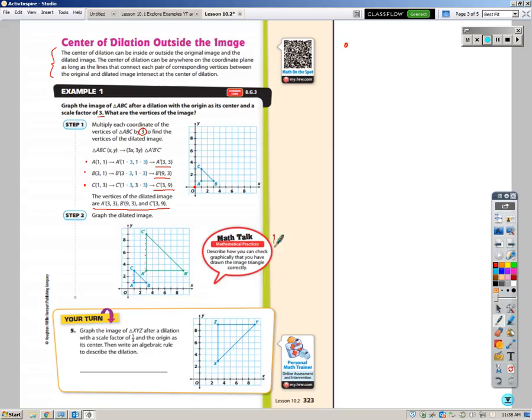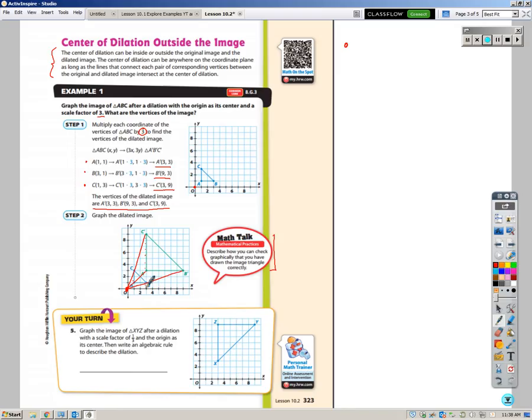And then I just want to take a little look here at this little math talk question, where it says, describe how you can check graphically that you have drawn the image correctly. Well, I just did that, and I checked my side lengths. But you would also draw line segments connecting your vertices and making sure that they all intersected at the center of dilation, right? So that means they should all intersect at the origin. If I'm drawing lines through my points, they should all intersect at the origin. In this case, they do.